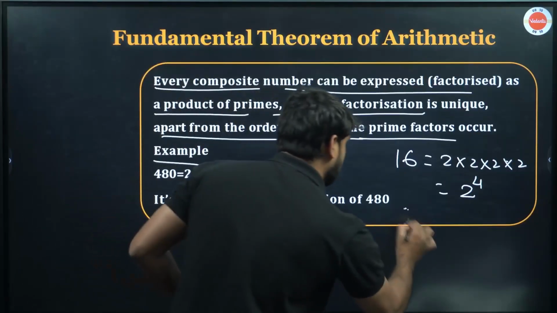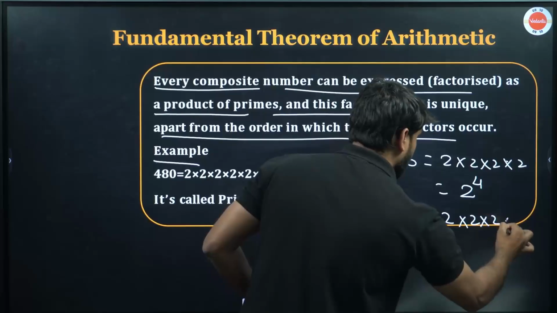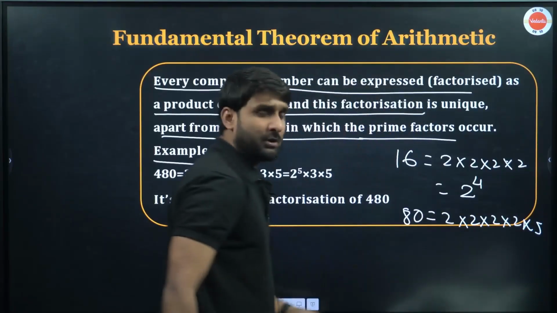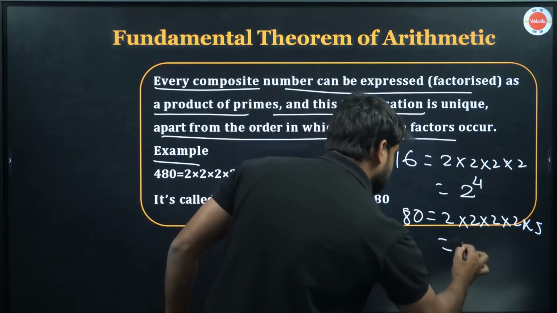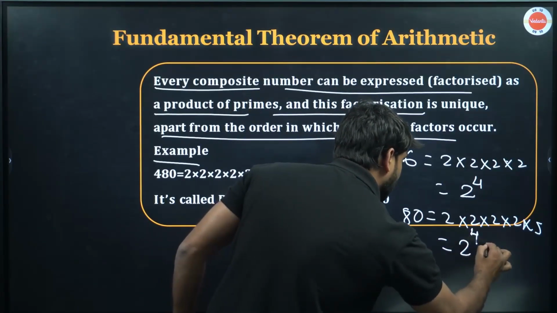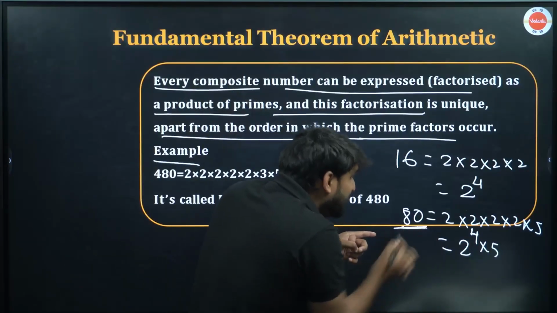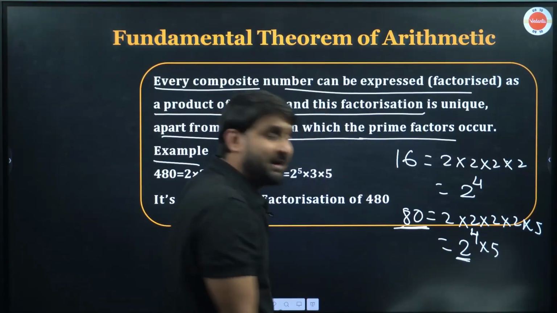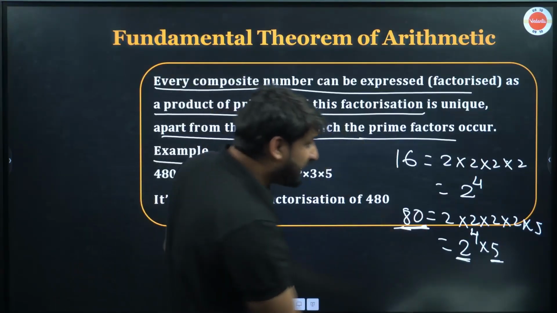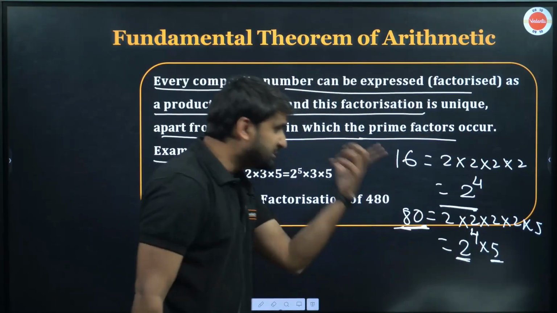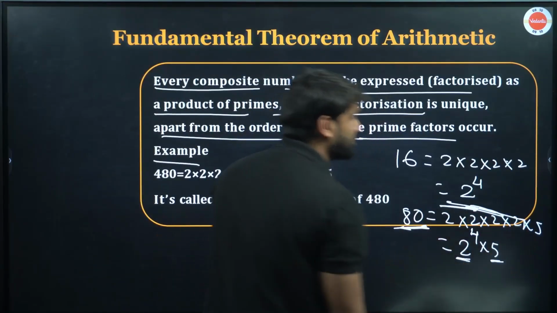If I talk about 80, then 80 can be written as 2 into 2 into 2 into 2 into 5. So this can be written as 2 to the power 4 into 5, and this expansion represents that 80 can be divided by 2, by 5, and by 80 also. And if we combine these, then 2 to the 4 will also be a factor, 4 will also be a factor, 8 will also be a factor, and 16 will also be a factor.